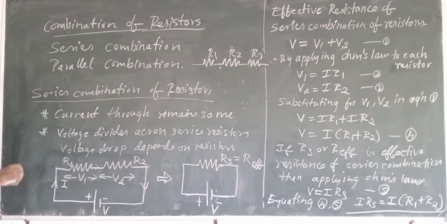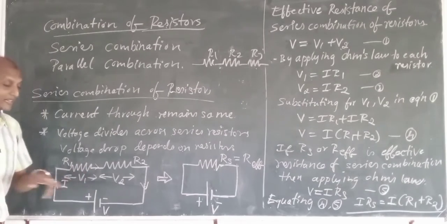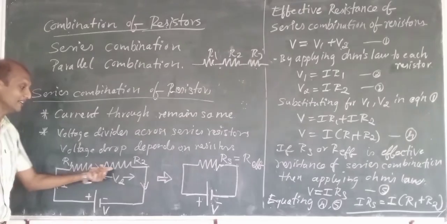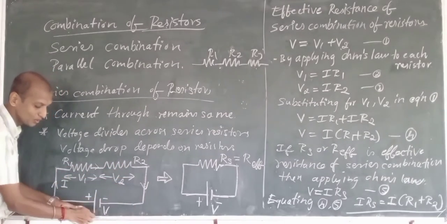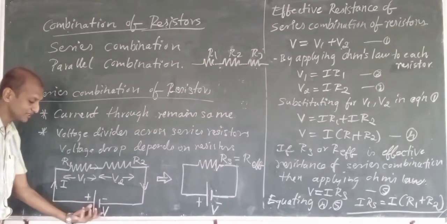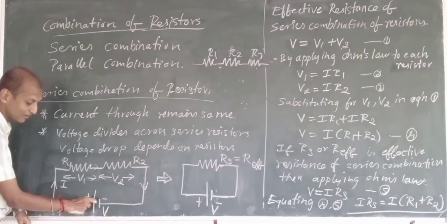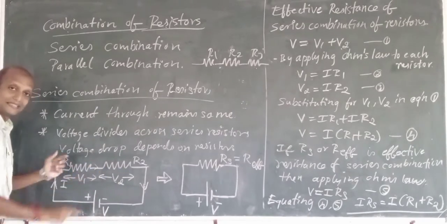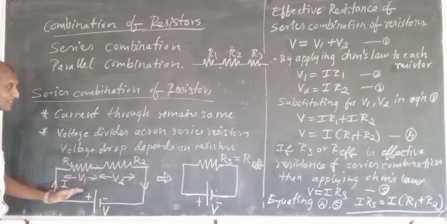Now here I have taken two resistors connected in series. I have resistance R1 and resistance R2. I have connected both the resistances to a voltage source of V volts. So I have connected a DC voltage source to two resistors connected in series.